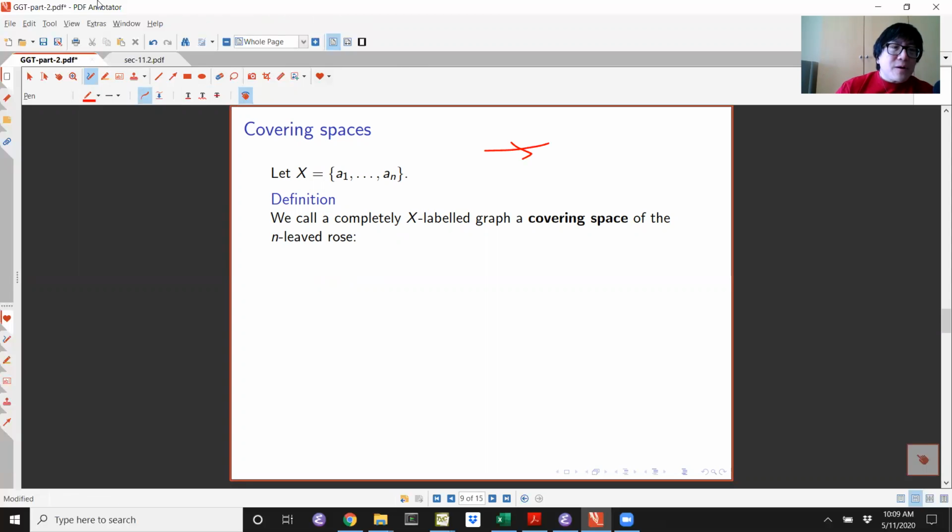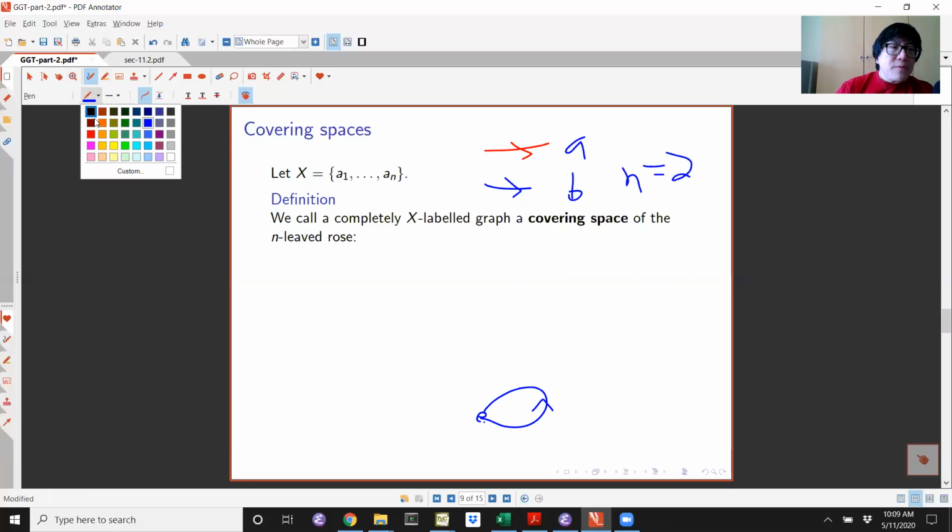Let's use our usual coloring scheme: red is going to be A, and blue is going to be B. We call a completely AB labeled graph a covering space of the graph. I'm going to concentrate on the case n equals 2, so there's our A loop and our B loop. A covering space of the n-leaf rose looks something like this.